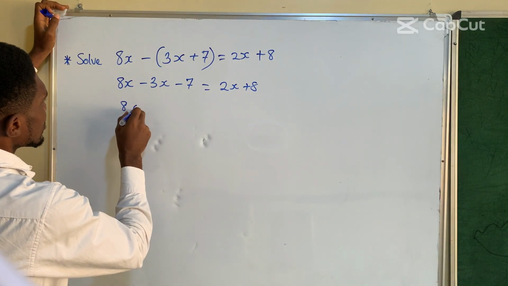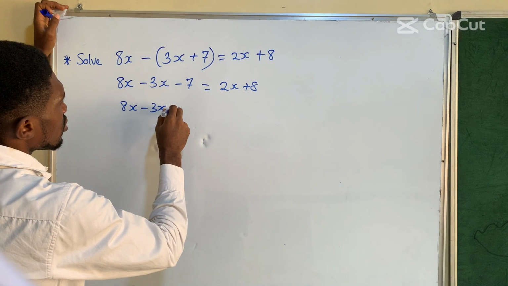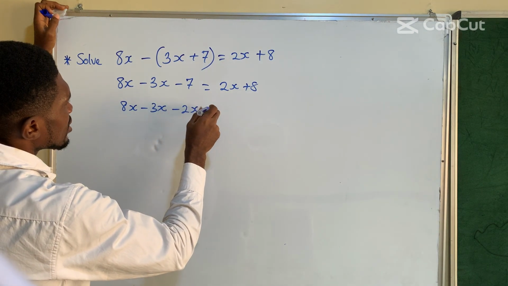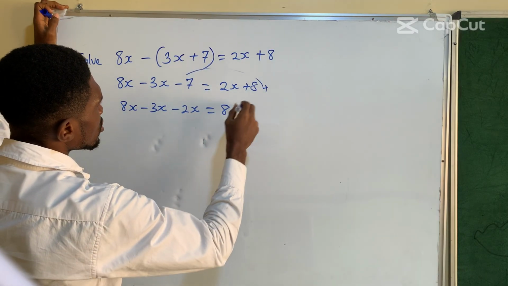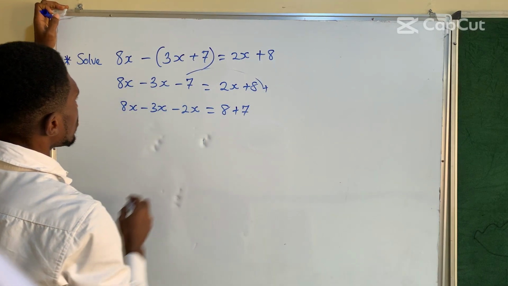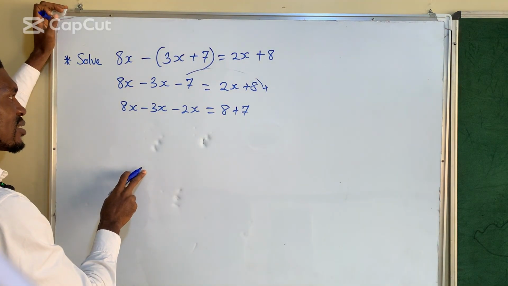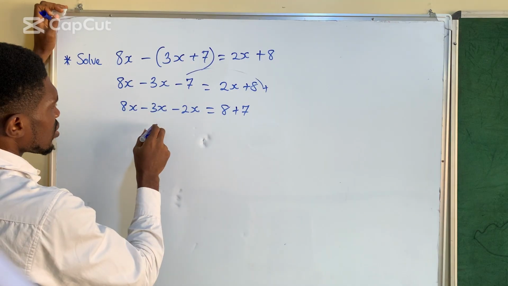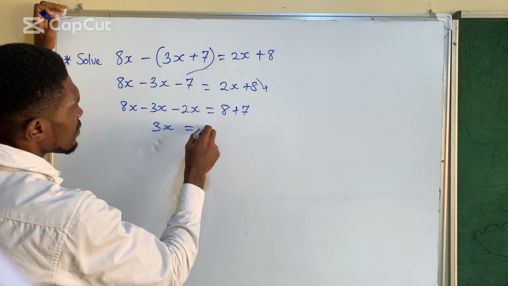We have 8x minus 3x. This one will cross and change to minus 2x is equal to 8. This one will cross and change to what? Plus 7. So we have 8x minus 3x is 5x. 5x minus 2x is what? 3x is equal to 15.